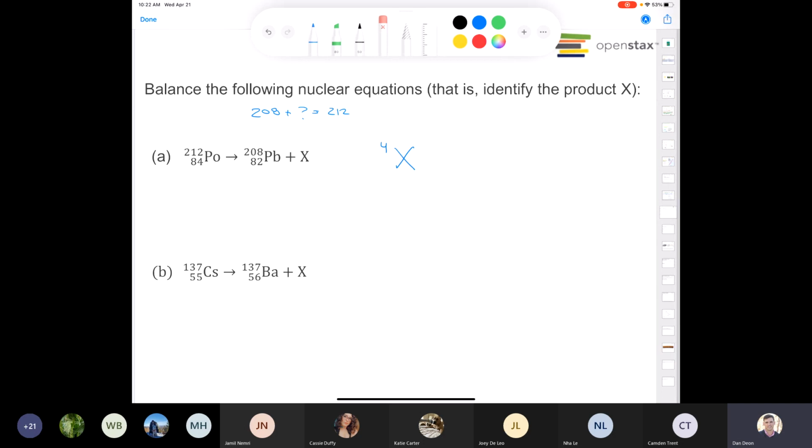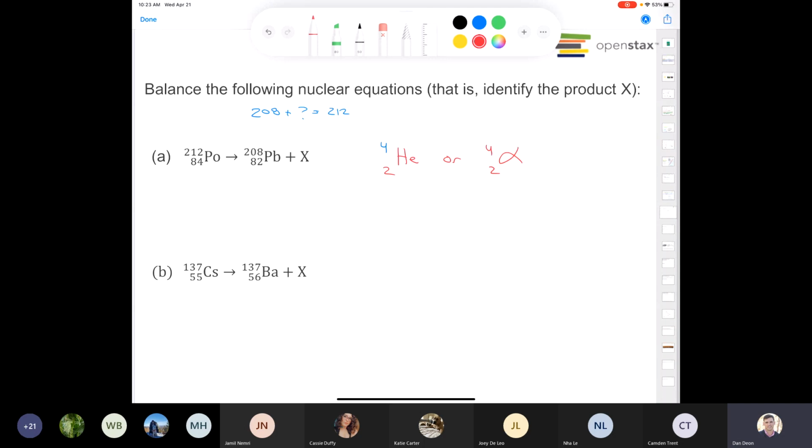And our atomic number: we have 84 over here, and we have 82 over here. What plus 82 is going to give me 84? The answer is 2. Well, what has 2 protons? An alpha particle. So I can either call this He like this, or I could call it an alpha particle, 4 and 2, like this. Either one is perfectly acceptable. Okay, so that's the answer to the first one.